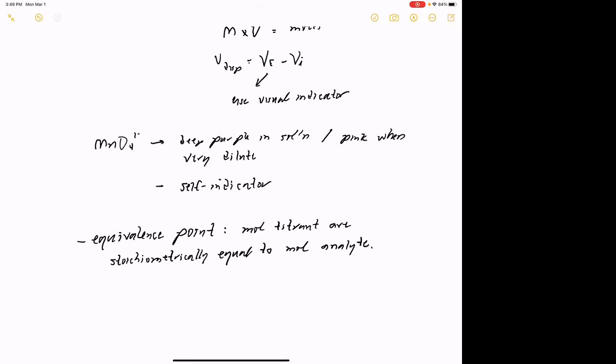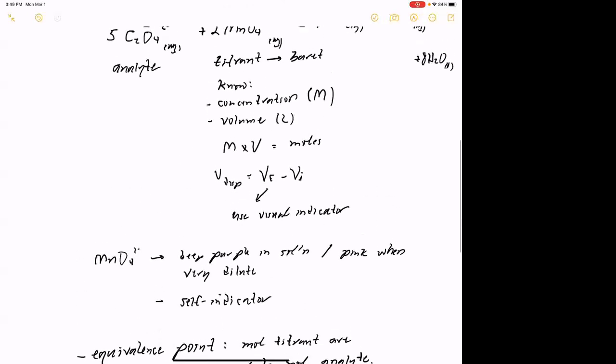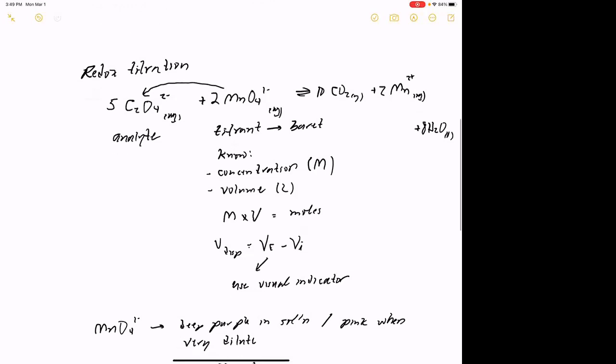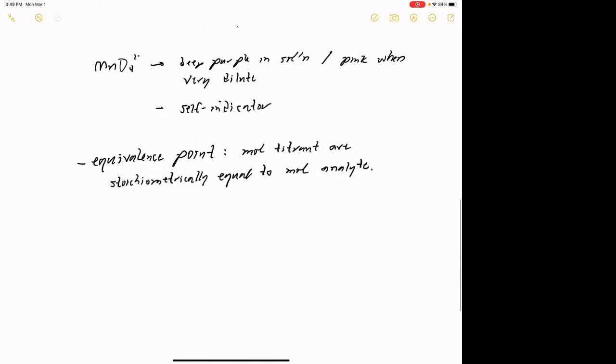Now, does that mean I've always got a 1-to-1 mole ratio? No. If you take a look at my balanced reaction equation up here, for every 2 moles of permanganate I'm adding, how many moles of oxalate am I using up? 5. Yeah. So it doesn't need to be a 1-to-1 molar relationship between the two. It can be anything, right? Just as long as I know what that mole to mole relationship is in the balanced reaction equation, I'm good. So that's the equivalence point.